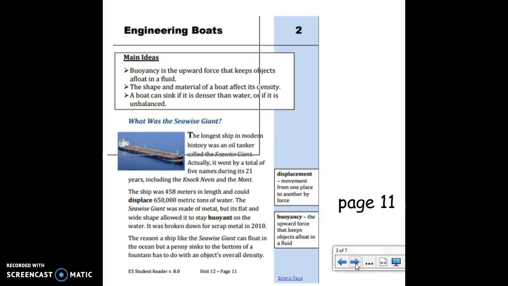The Seawise Giant was made of metal, but its flat and wide shape allowed it to stay buoyant on the water. It was broken down for scrap metal in 2010. The reason a ship like the Seawise Giant can float in the ocean, but a penny sinks to the bottom of the fountain, has to do with an object's overall density.